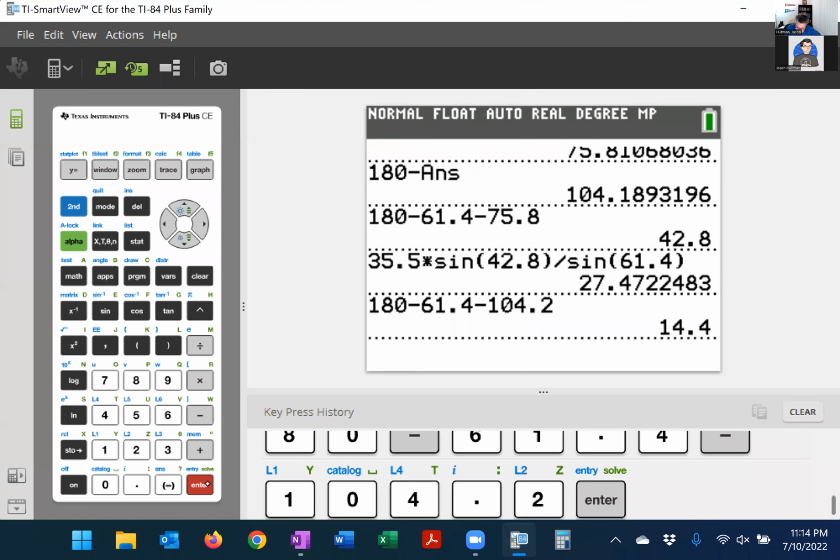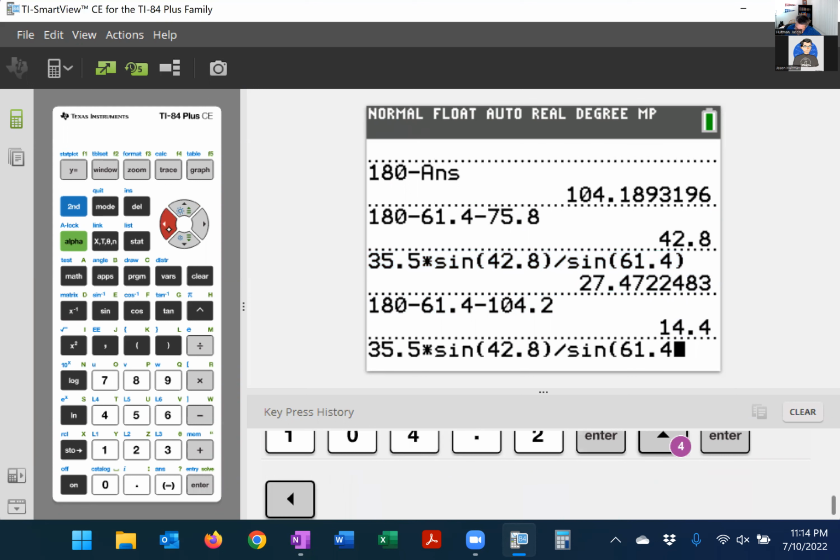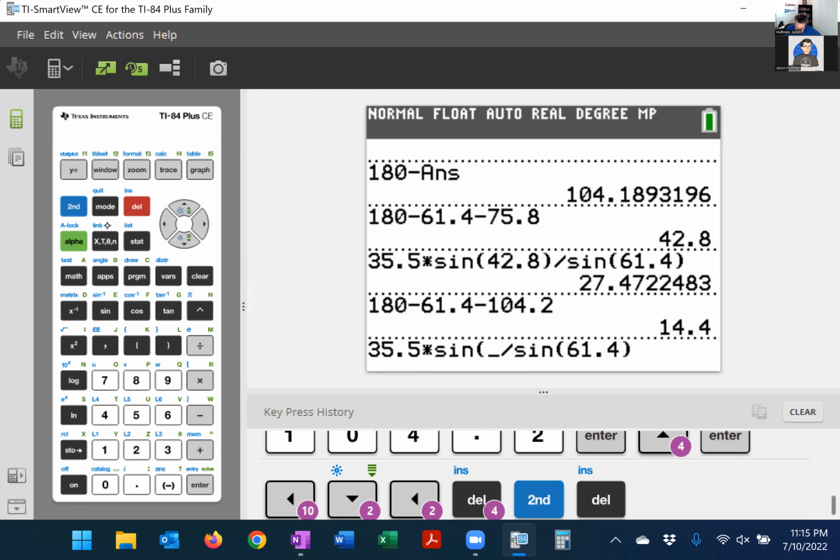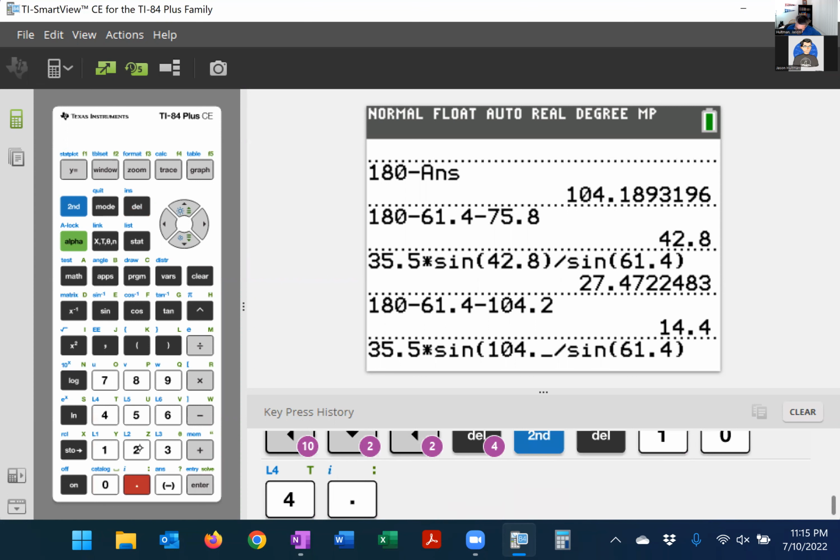Because very little changed, I can actually go up here and grab this. If you have a copy function on your calculator, some do and some don't, depending on the age of the calculator, but I'm just going to grab that there. And what I can do is something called insert. I'm going to delete 42.8. If I hit delete, delete, delete, delete. And now I'm going to do insert. So that second delete will change the cursor. Now it allows me to insert 104.2.